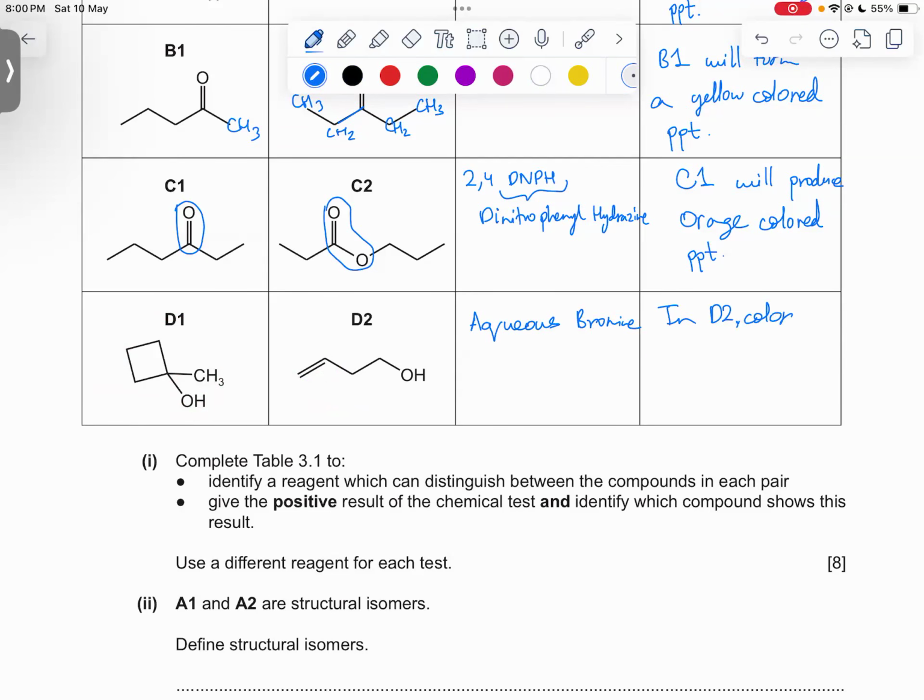the color of bromine will change from brown to colorless. That is what alkenes do to bromine.